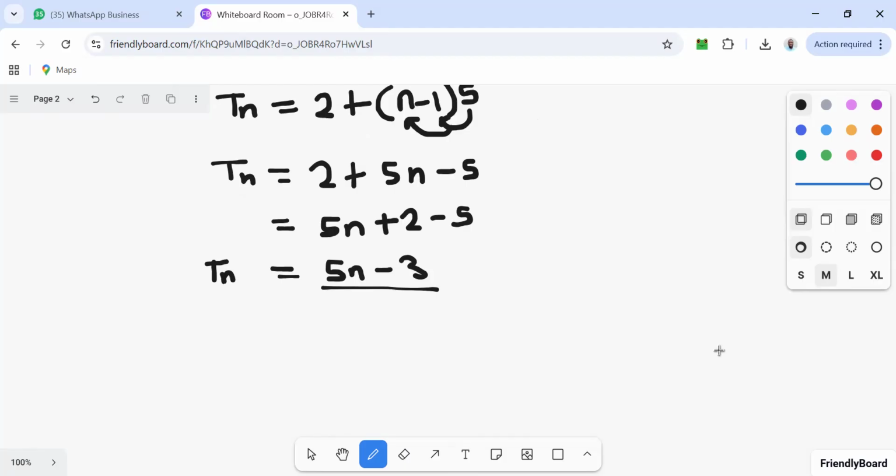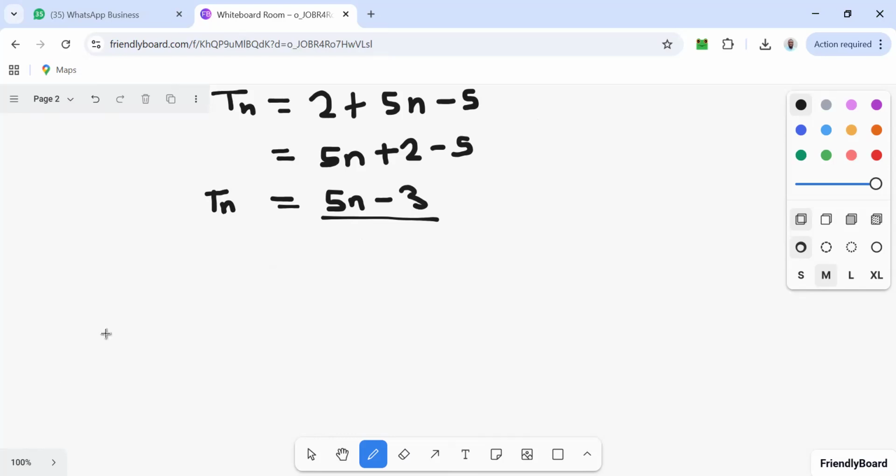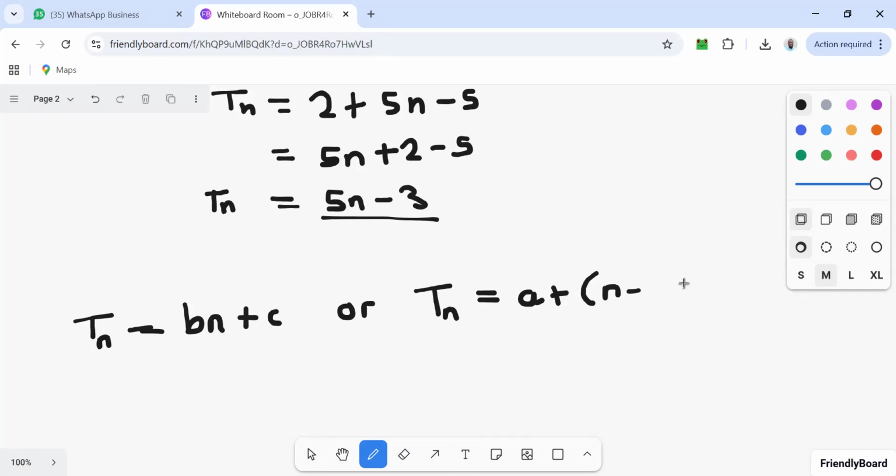So the two concepts that you have learned today that you can use to find the nth term are Tn is equal to Bn plus C, or you can use Tn is equal to A plus, open bracket, n minus 1, times D. So you see that if you apply these two concepts, they still give you the same answer.